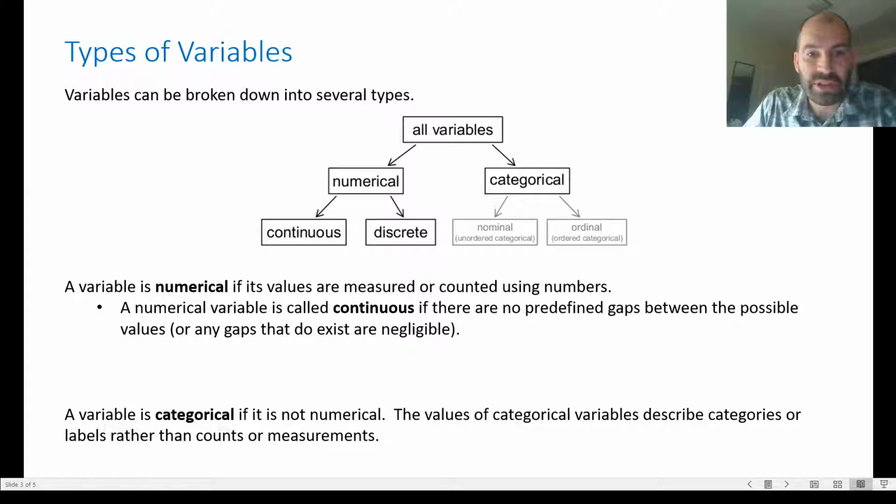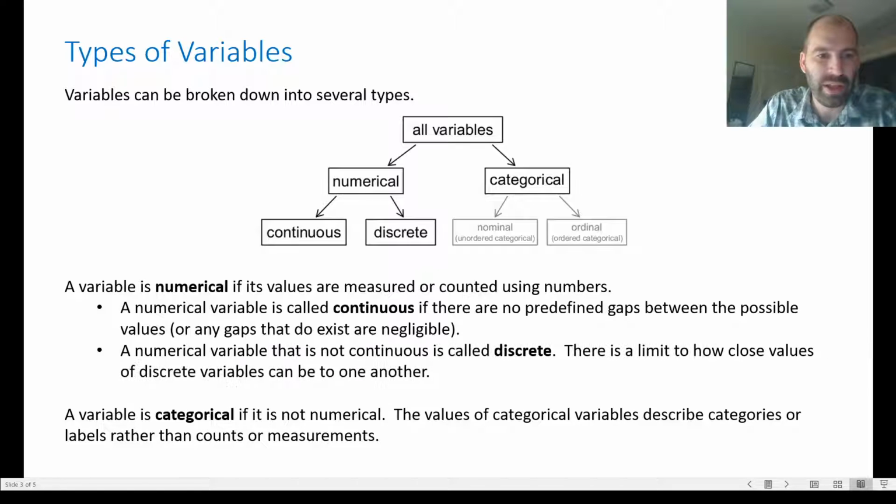A numerical variable is called continuous if there are no predefined gaps between the possible values, or if those gaps that do exist are just so small as to be negligible. And a numerical variable that is not continuous is called discrete. So there's a limit to how close the values can be together. This is a subtle concept and one that students struggle with at first. Let me go through this in a little more detail. Let me first talk about a continuous process.